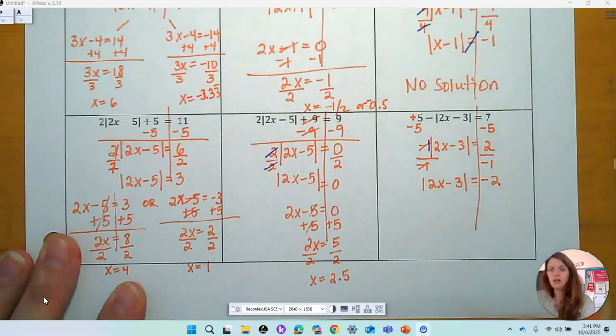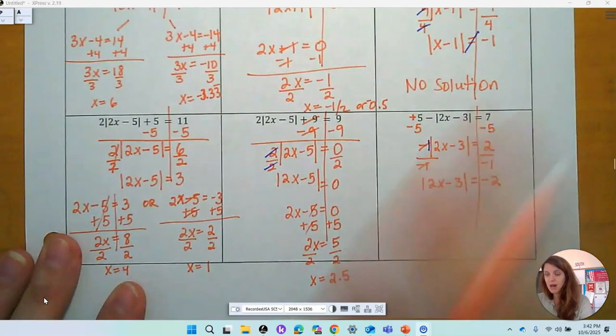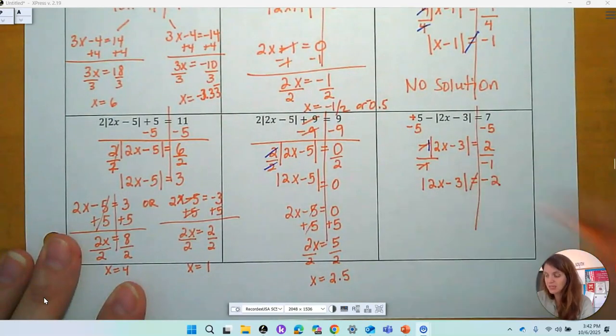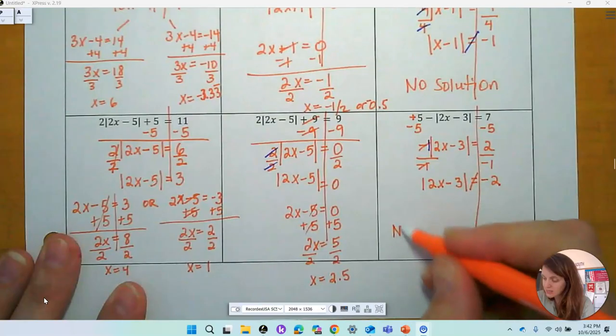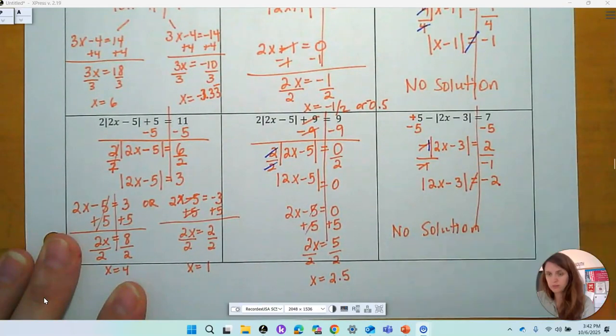I still have the absolute value of 2x minus 3 is equal to 2 divided by negative 1 is negative 2. Now, if the absolute value equals a negative number, this is not possible. If it's not possible, that means that this cannot be true, and so I can stop and I can just write no solution. So I've given you 9 examples of how to do this.